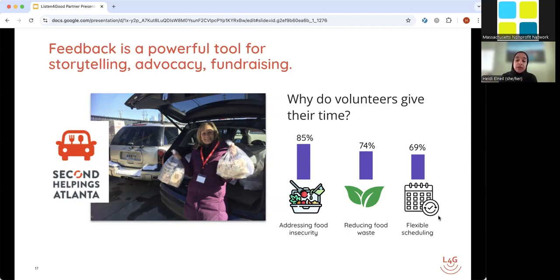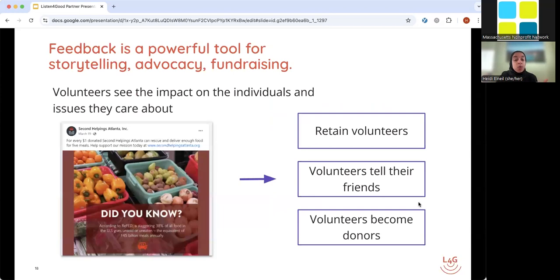And so when they surveyed their volunteers, they asked them, what is it that drives you to do this work? And their volunteers shared that it's about addressing food insecurity, they care about reducing food waste, and they appreciate the flexible scheduling. And so they also asked them, what is it that you want from us? What is it that you want more of? And they said, what we really want is to see the impact that we're having. And so this gave them a really clear directive, right? So in their newsletters to volunteers, in their social media, on their website, they very explicitly started sharing more about the impact that they were having.